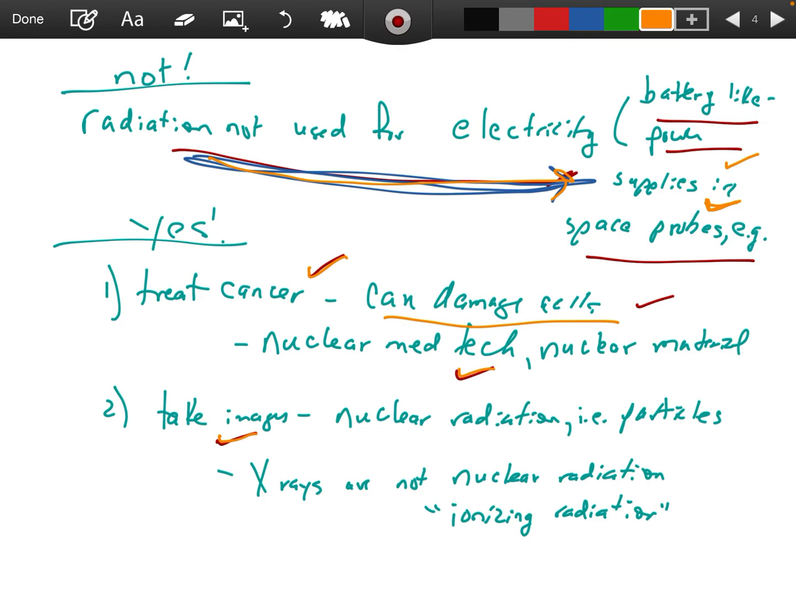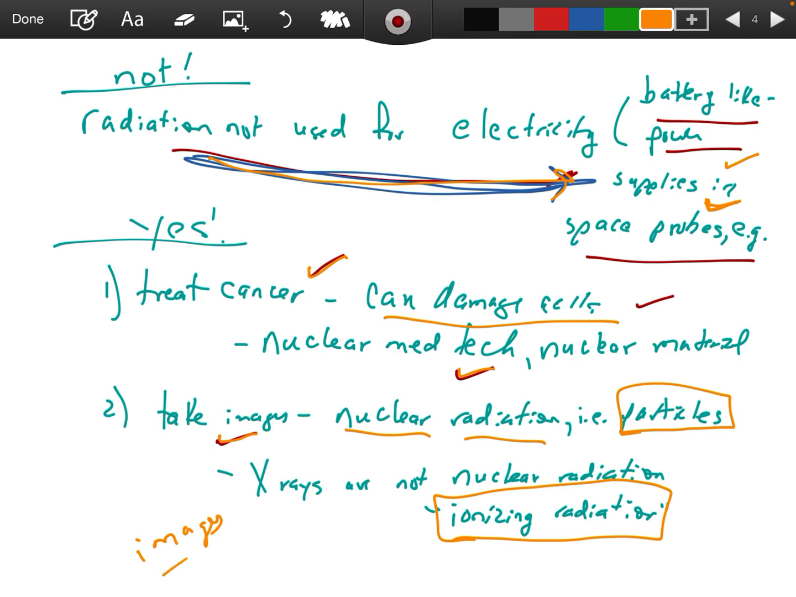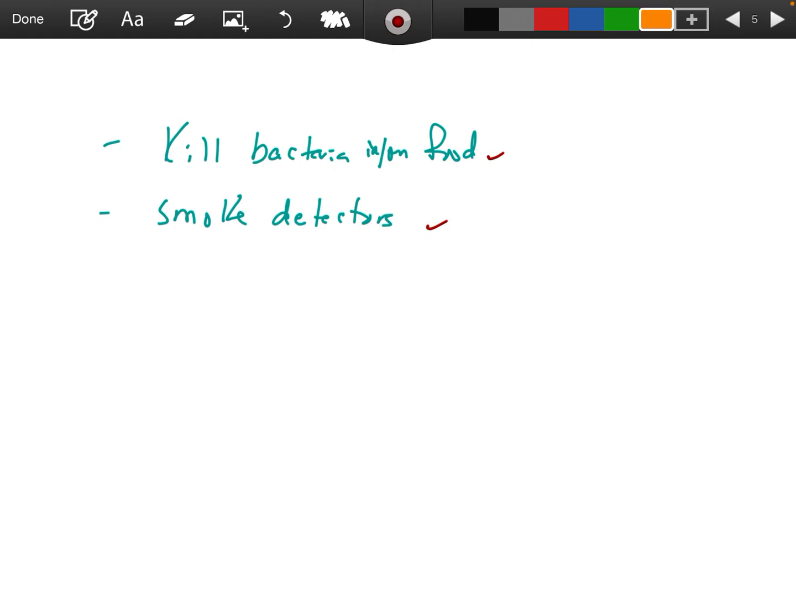We can also use it to take images. We can use actual nuclear radiation to take images. X-rays are not nuclear radiation. They are a type of ionizing radiation. And X-rays are not nuclear radiation, but you can kind of think of it as the same. It's all the same. We can use it to take images to help diagnose what's going on. We do use radiation to kill bacteria on food a little bit. We also use it in smoke detectors.